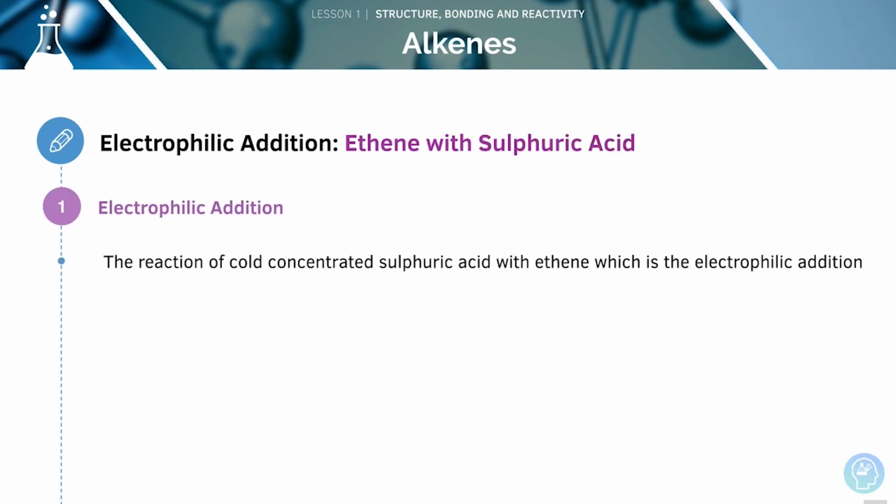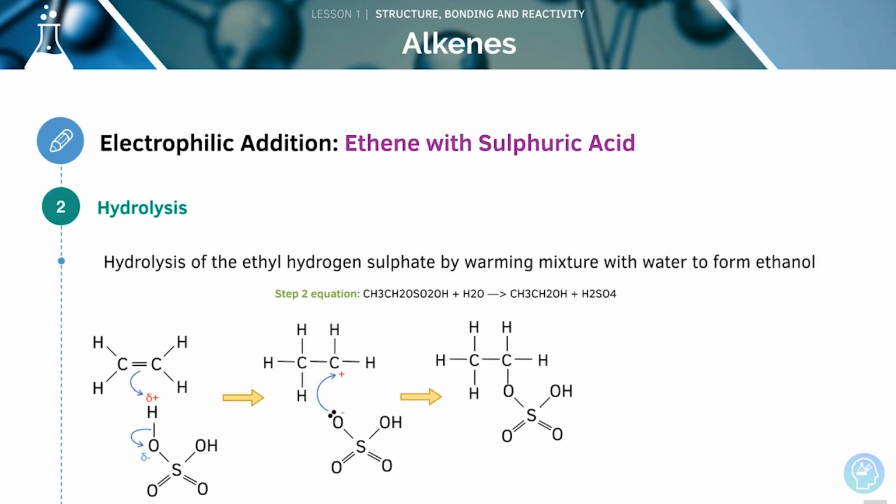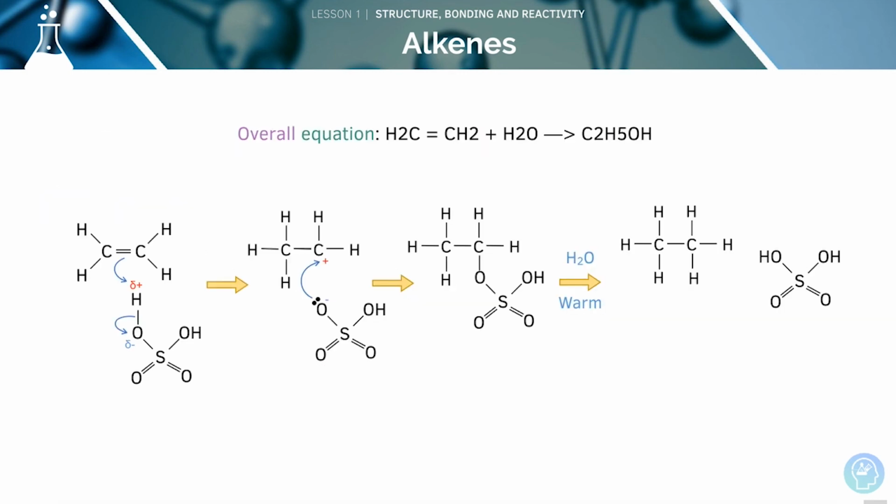First, we have electrophilic addition. The reaction of cold concentrated sulphuric acid with ethene is shown here. Now we have hydrolysis. Here we can see the hydrolysis of the ethyl hydrogen sulfate by warming the mixture with water to form ethanol. This is the overall equation.